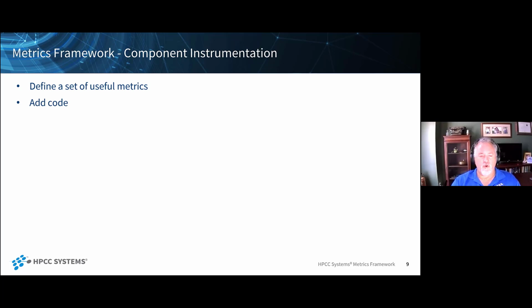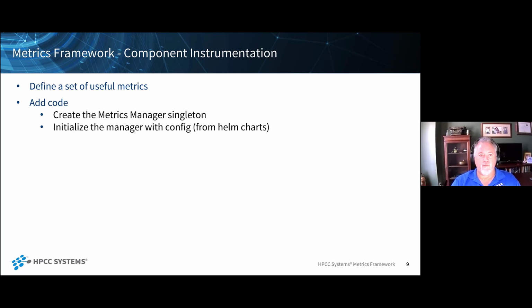Then you add code to the component in order to collect the metrics. This consists first of creating a metrics manager singleton, and there's only one copy for the component across that particular application. Next thing that happens is that the component has to initialize the manager with the config. The config comes from Helm charts, and I'll talk about that a little bit later.